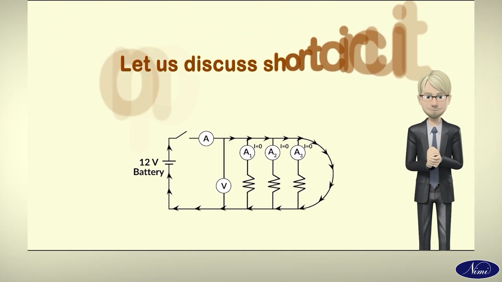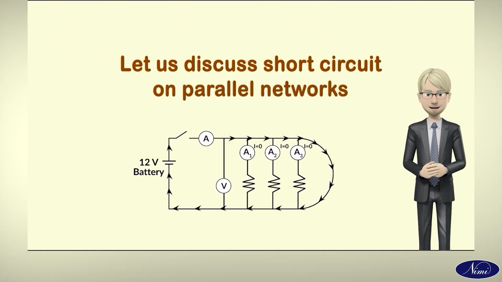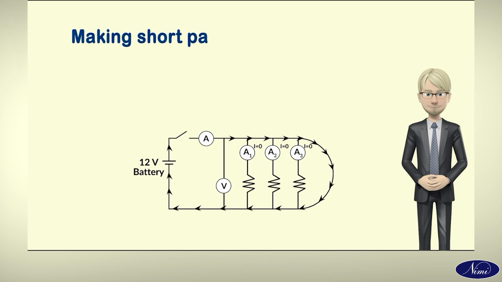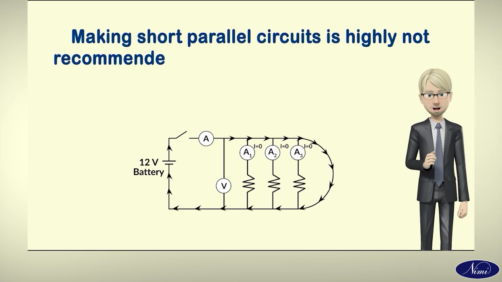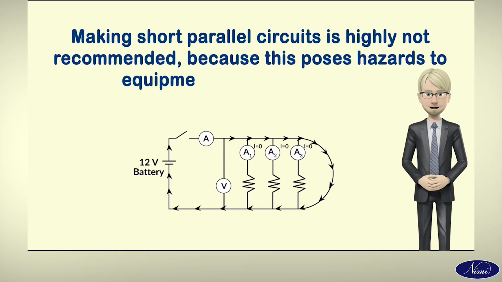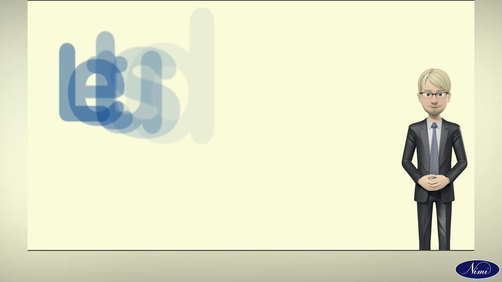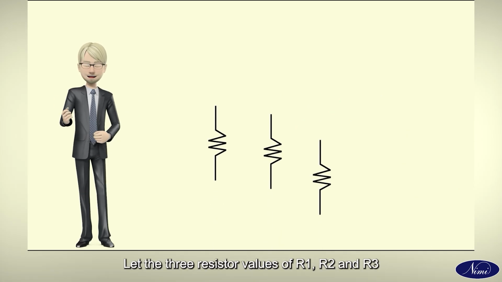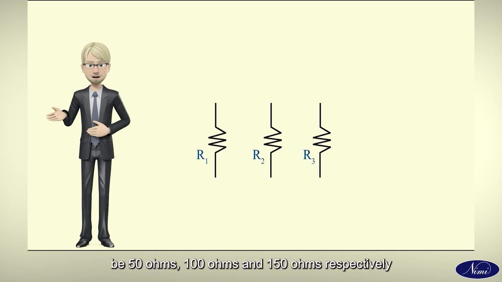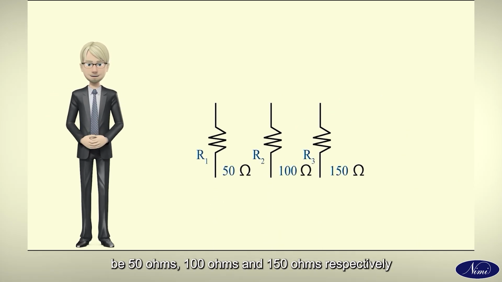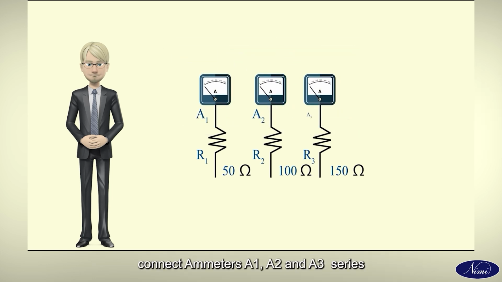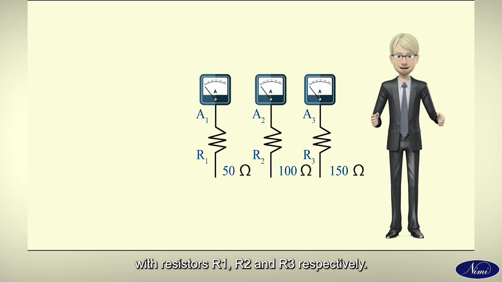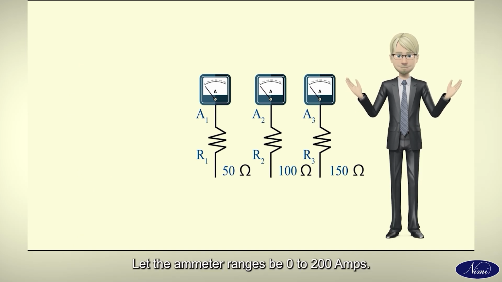Let us discuss short circuits on parallel networks. Caution: making a short in a parallel circuit is highly not recommended because this poses hazards to equipment and human beings. Let us discuss the short in parallel circuits. Let the three resistor values R1, R2 and R3 be 50 ohms, 100 ohms and 150 ohms respectively. Connect ammeters A1, A2 and A3 in series with resistors R1, R2 and R3 respectively. Let the ammeter ranges be 0 to 200 amperes.